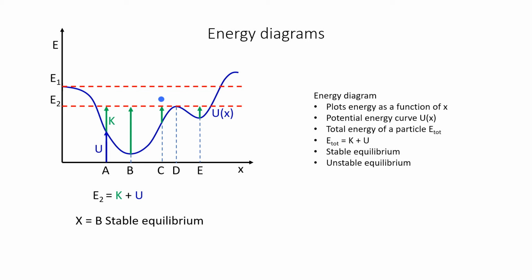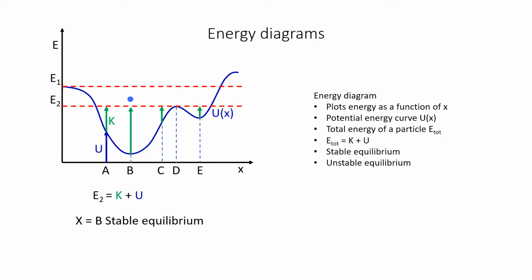When it gets to position C, it's speeding up again. When the particle gets to point B, it's going as fast as it can. It has the highest kinetic energy for this energy E2. It'll keep going to the left until it reaches its turnaround point to the left, and then turn back around and go to the right again.